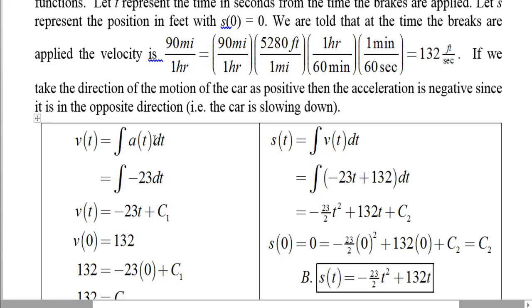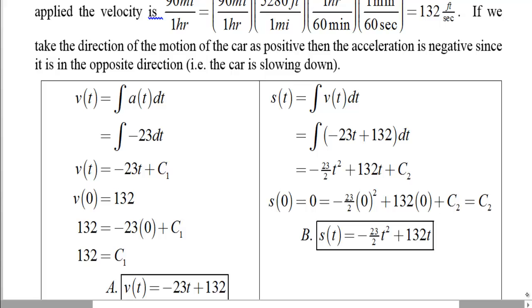The velocity is an antiderivative of the acceleration, because the derivative of the velocity is the acceleration. So it's for a particular constant value. Since the acceleration is a constant at negative 23 feet per second squared, the velocity will be negative 23 times t plus some constant c1. Velocity at 0 is 132 feet per second in the positive direction. So we plug that in for v and 0 for t, and that will allow us to solve for c1, and c1 is actually 132. So velocity is negative 23t plus 132. Notice if we take the derivative of that, we get negative 23, which is the acceleration.